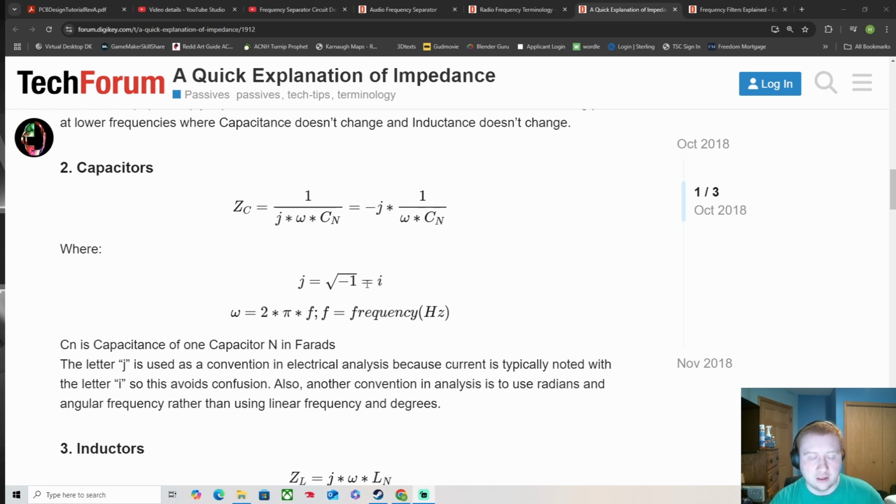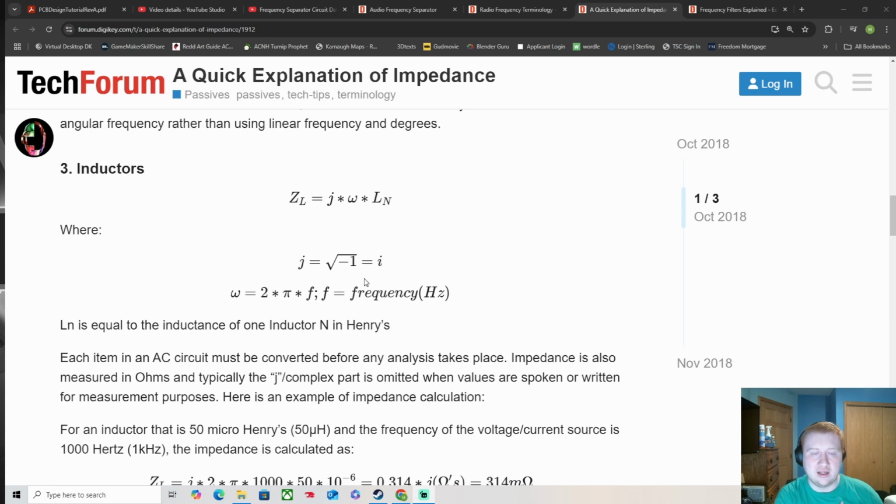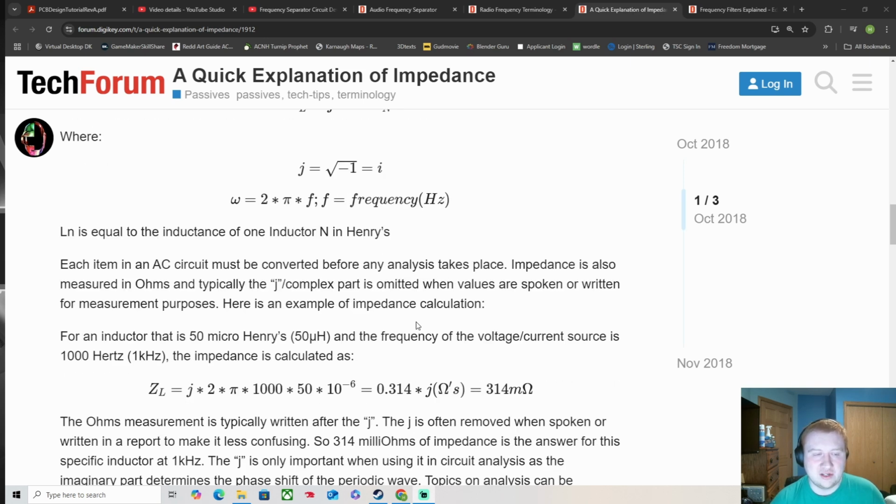So for inductors, the impedance of an inductor is j times omega times the inductance. And again, the same information applies. So each time, an AC circuit must be converted before any analysis takes place. Impedance is also measured in ohms. Typically, the j or complex part is omitted when spoken of or written for measurement purposes.